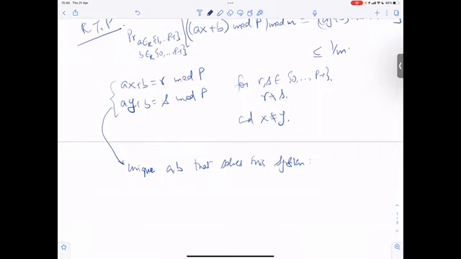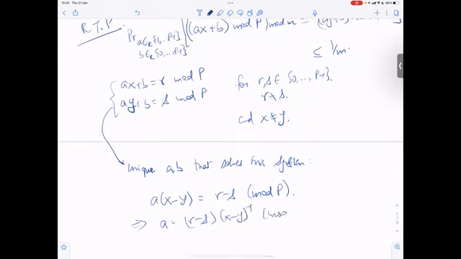First, you subtract the two equations. So A times (X minus Y) is equal to R minus S mod P, which means that A is equal to (R minus S) times (X minus Y) inverse mod P, where this inverse is of X minus Y. Okay?